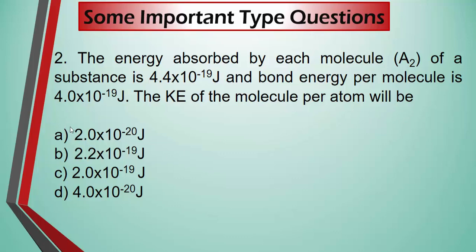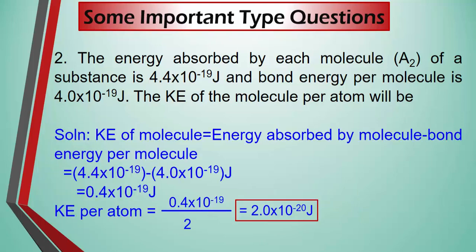So let's look into the options given. Option A, 2.0 into 10 to the power minus 20 joule. Option B, 2.2 into 10 to the power minus 19 joule. Option C, 2.0 into 10 to the power minus 19 joule. Option D, 4.0 into 10 to the power minus 20 joule. So let's see which one is the correct answer. Option A, 2.0 into 10 to the power minus 20 joule is the correct answer.